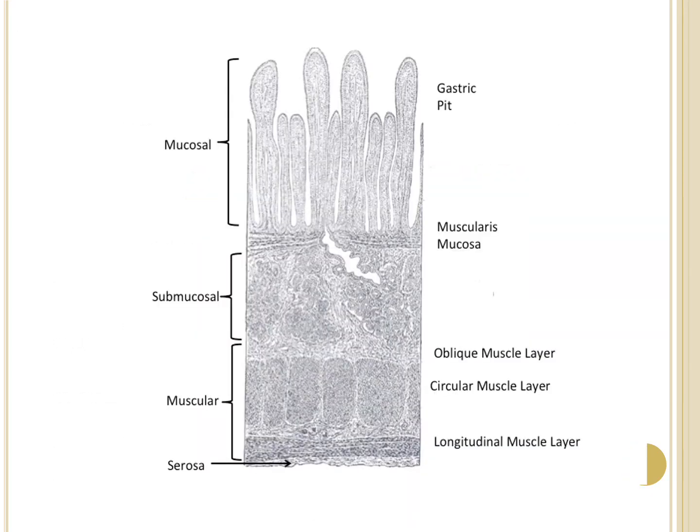So if we go a little bit deeper into what we see in the rugae, we end up getting these strong muscular mucosal layers, followed by a very large rigid submucosa, followed by the three distinct layers of muscle tissue, leading to the serosal layer on the outermost edge.